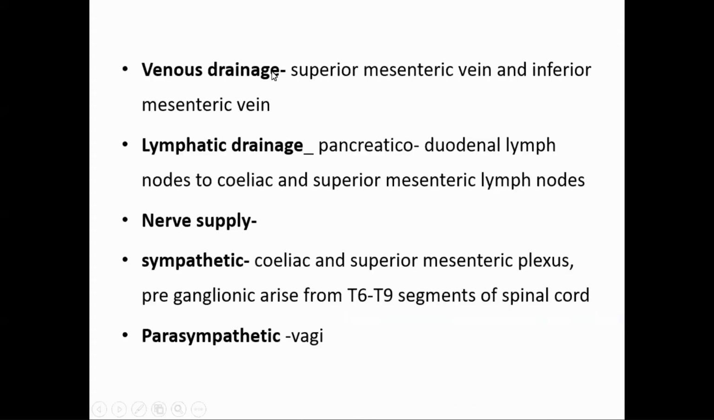Now the venous drainage: it drains into the superior mesenteric vein and the inferior mesenteric vein. Lymphatic drainage is to the pancreaticoduodenal lymph nodes, and finally into the celiac and the superior mesenteric lymph nodes. Nerve supply is sympathetic and parasympathetic. Sympathetic is via the celiac and superior mesenteric plexus, derived from the T6 to T9 segments of the spinal cord, and the parasympathetic, as for most of the GIT, is supplied by the vagus nerves, right and left.